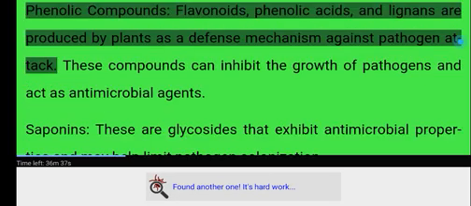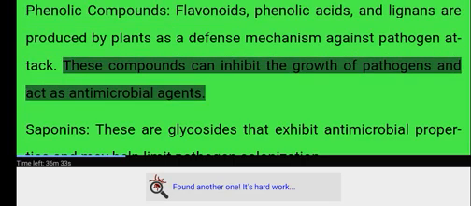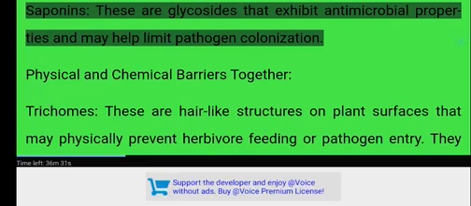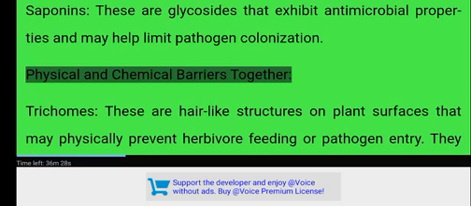Chemical barriers. Phenolic compounds, flavonoids, phenolic acids, and lignins are produced by plants as a defense mechanism against pathogen attack. These compounds can inhibit the growth of pathogens and act as antimicrobial agents. Saponins. These are glycosides that exhibit antimicrobial properties and may help limit pathogen colonization. Physical and chemical barriers together.